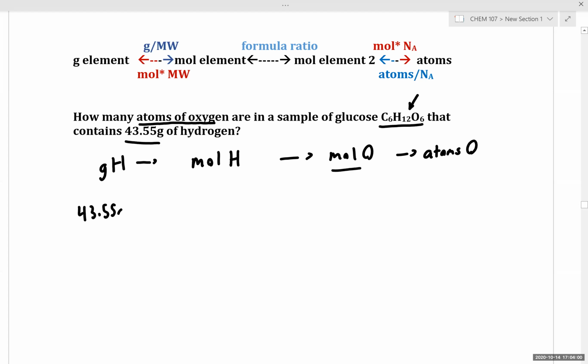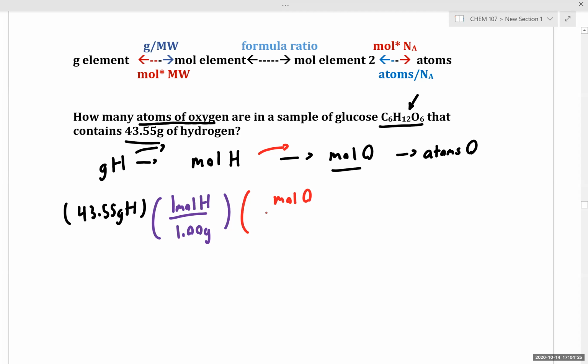So we have 43.55 grams of hydrogen. To go from grams of hydrogen to moles of hydrogen, we know in 1 mole of hydrogen, we have 1.00 grams. Now, looking at our chemical formula, if we want to go from the moles of hydrogen to the moles of oxygen, how many moles of oxygen per mole of hydrogen do we have in this case? What is our mole to mole ratio given the formula of glucose? What are the number of oxygen and hydrogen atoms in glucose? 6 to 12. Yep, exactly right. We have 6 moles of oxygen per 12 moles of hydrogen.